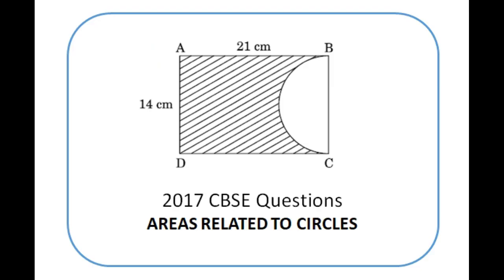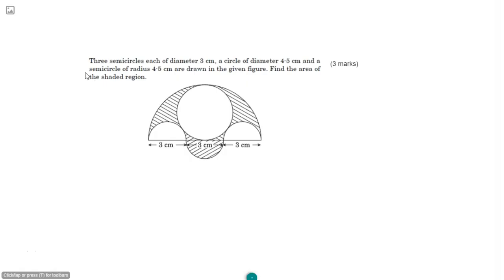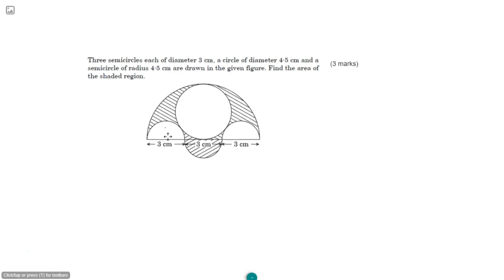In this video, we are going to work out problems that appeared in the 2017 question paper from the lesson Areas Related to Circles. In the figure, we have three semicircles, each of diameter 3 centimeters. So, this is the first one. This is the second one. And here is the third one. Each of these semicircles has a diameter of 3 centimeters.